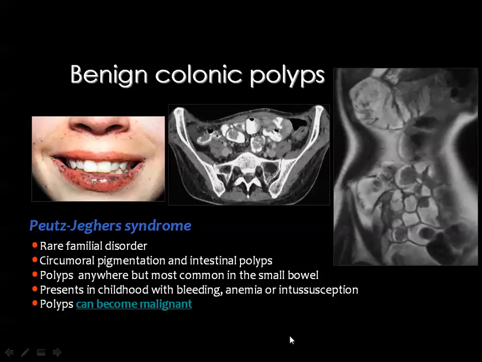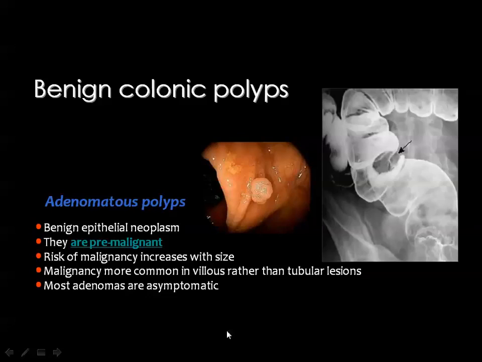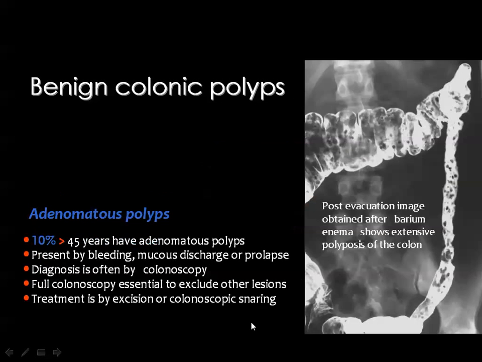Many of the literature say that these polyps are usually on the benign side, but there may be a risk of malignant transformation. An adenomatous polyp is the benign epithelial polyp, and these polyps may turn malignant, and the risk of malignancy will increase with the increase in the size of the polyp itself. These polyps will develop malignancy, especially in the villous type, rather than the tubular lesions. And actually, these polyps may be found incidentally while examining the colon by CT or barium enema, and they are usually asymptomatic.